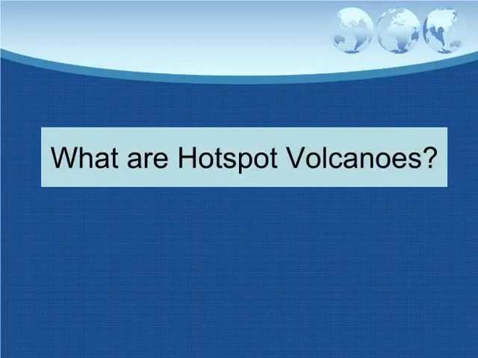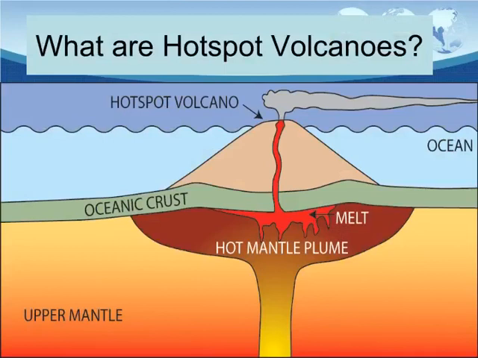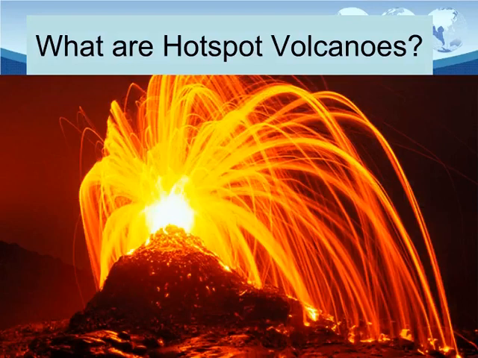Firstly, what are hotspot volcanoes and how do they form? A hotspot is a location on the Earth's surface that has experienced active volcanism for a long period of time. The source of this volcanism is a mantle plume of hot mantle material rising up from near the core-mantle boundary through the crust to the surface. See the diagram. A mantle plume may rise at any location in the mantle, and this is why hotspot volcanoes are independent from tectonic plate boundaries.